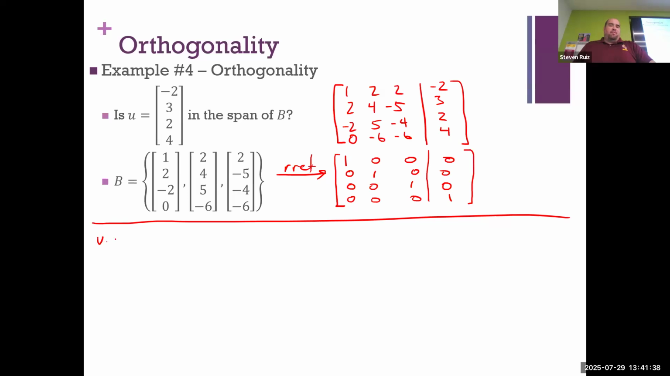So let's do this. We know that V1 dot V1 is equal to what, 9? V2 dot V2 is equal to 81. And then V3 dot V3 is equal to, they're both 81? Okay. All right. So we can rely on that from the prior example. But now let's do this. We know that U is not in the span of V, but we can still take this dot product. What is U dot V1?